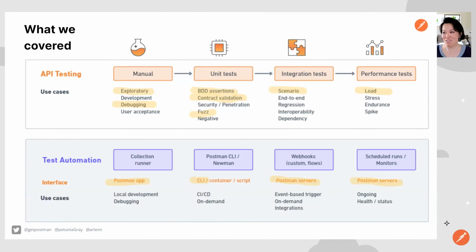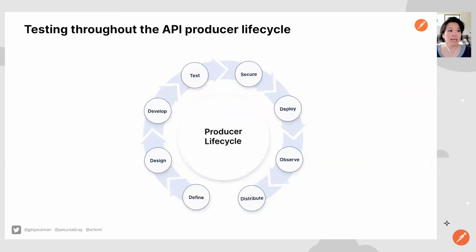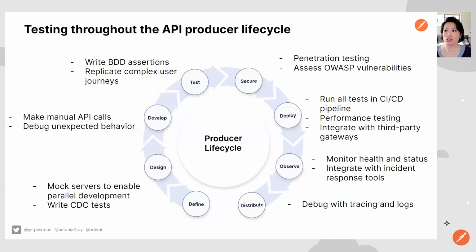And one more mental model that you can have, another way to think about testing: if you've attended any Postman webinar, you've seen this picture 1,000 times. This is the API producer lifecycle that starts with define, design, develop, test, and so forth, all the way through the API producer lifecycle. And here's just one way you could consider. This is not the demo that Arlemy did today, but during define and design, you could use mock servers. Postman has mock servers to enable parallel development.